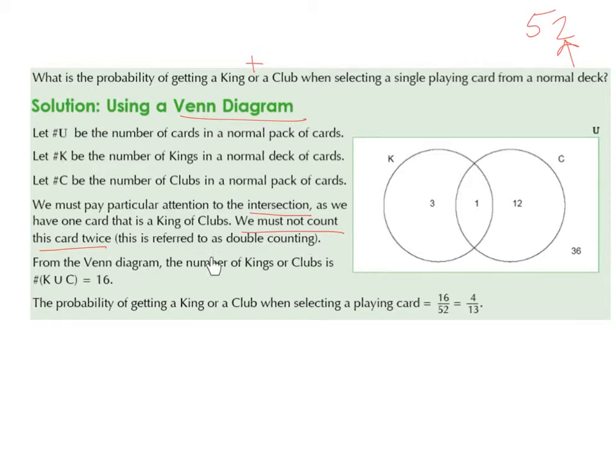From the Venn diagram, the number of kings or clubs is the cardinal number of elements of K union C, which is 16. So 3 plus 1 plus 12 is 16. So the probability of getting a king or a club when selecting a playing card is 3 plus 1 plus 12, which is 16 over 52, because remember there's 52 cards in total, and that simplifies to 4 over 13. So really important that we must not count the king of clubs twice. We must not double count.